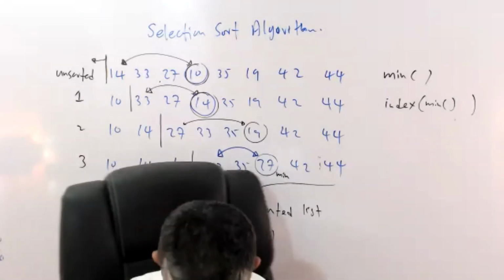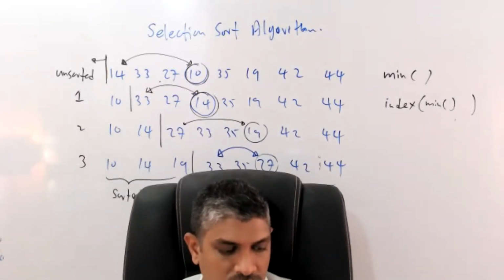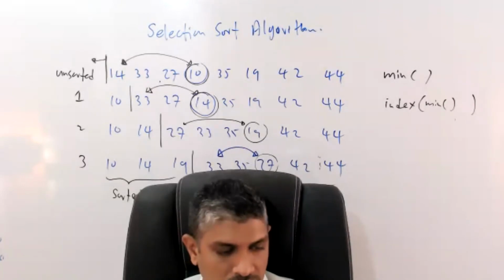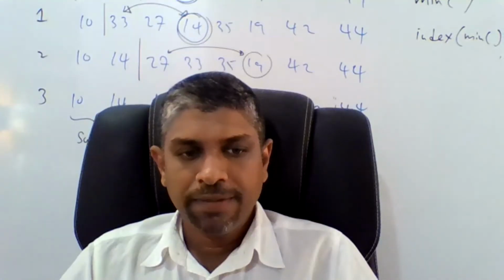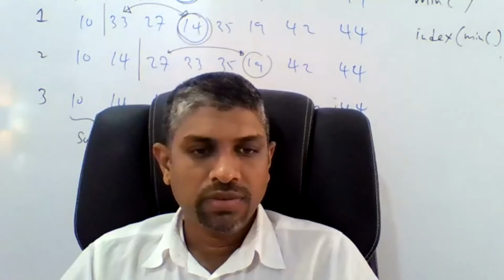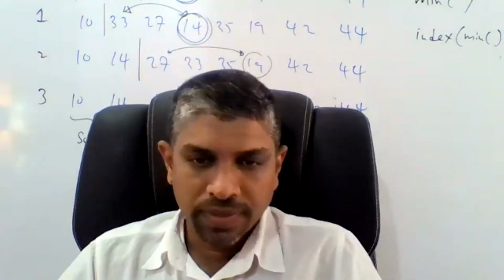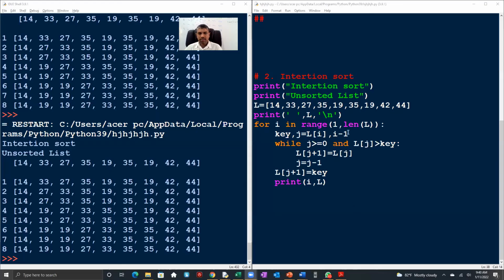So for simplicity, I will use list methods to do the implementation. Later I will explain without using list methods. Okay, let's do it with list methods, then it is easy. Number 3, insert selection sort.